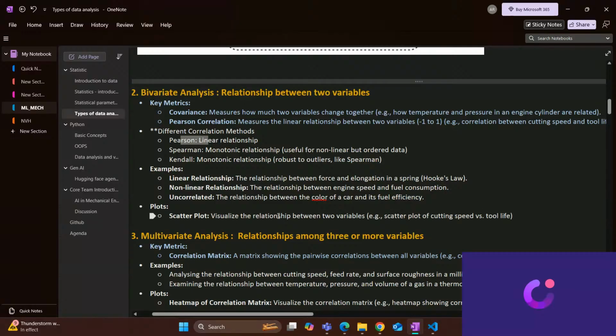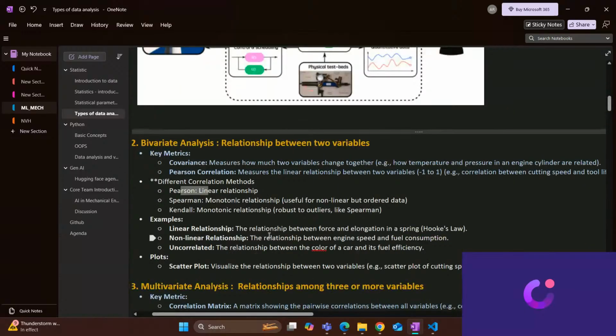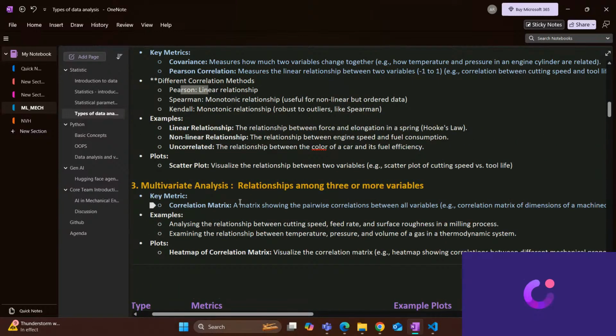So we can put a scatter plot to understand the relationships between them. Similarly, when we have n number of variables and try to understand the relationship between them, that is called multivariate analysis, where you try to put a correlation matrix between different parameters, like temperature, stress, mechanical load, everything, and you try to understand how each parameter is behaving with respect to each other parameter. So that is more of a multivariate analysis.